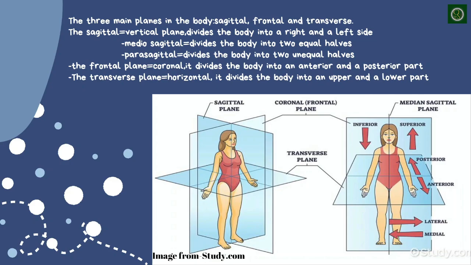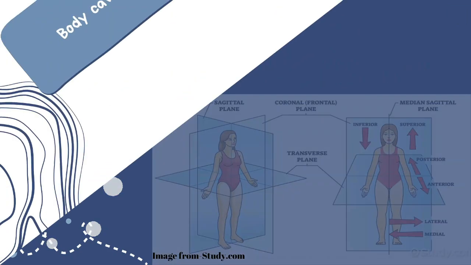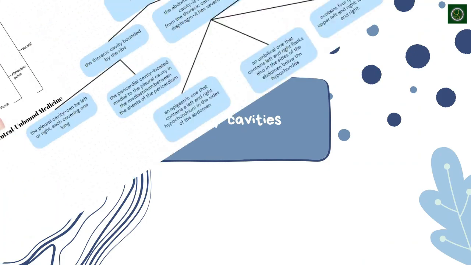The frontal plane is also called coronal, and it divides the body into an anterior and a posterior part. The transverse plane is horizontal, and it divides the body into an upper and lower part. Next, we will talk about cavities.